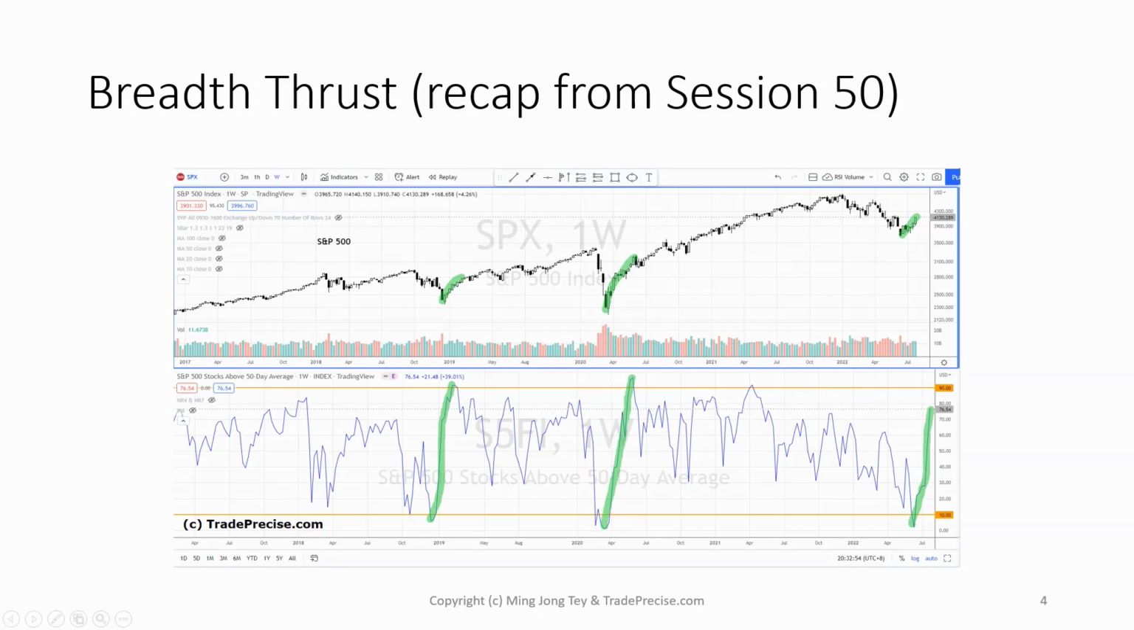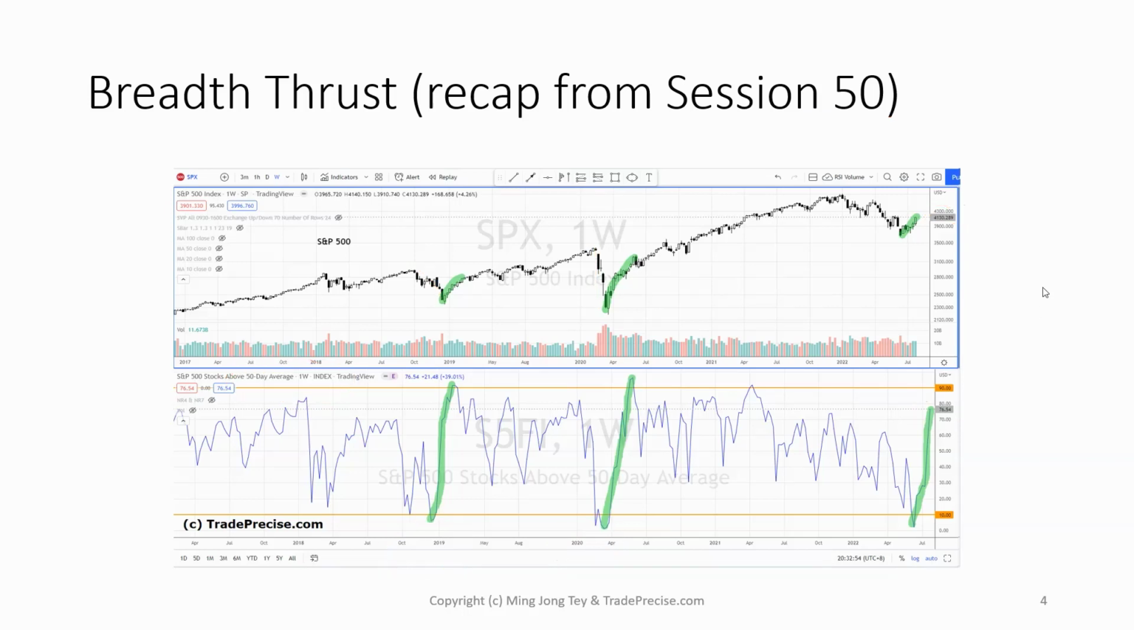I think this is probably the third time I show you the breadth thrust. Quickly, this is the COVID low. This is the 2018 Christmas sell-off. So we know there's a sell-off, there's the COVID low, and that is when the S&P 500 is on its way up. It's about 41.30. That's from session 50, about 5 sessions ago, right about 1 month ago. And we notice that is about 76% for the 50-day moving average. So it means around 76% of the stocks are above the 50-day MA.